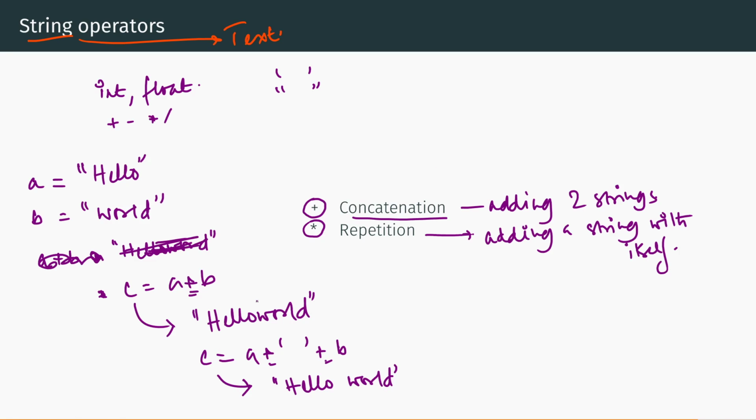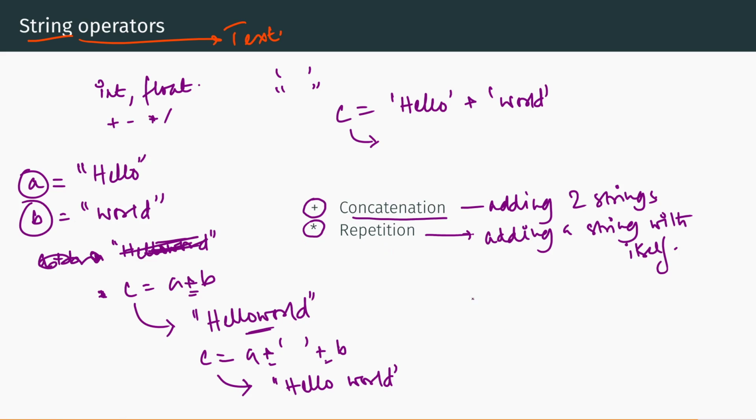You can obviously do the same thing with literals instead of using variables. So you can say c equals hello plus world, and then the value of c would be helloworld without spaces. So that's string concatenation for you. The next operation that we can do on strings is repetition. And what's repetition? Intuitively it is like multiplication, right?